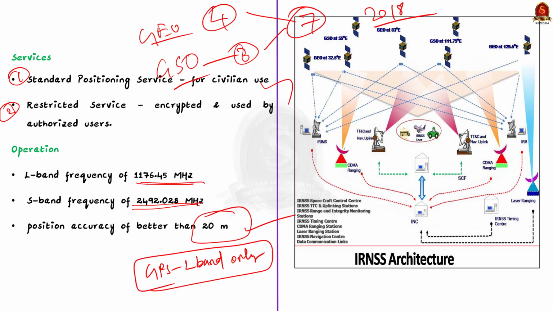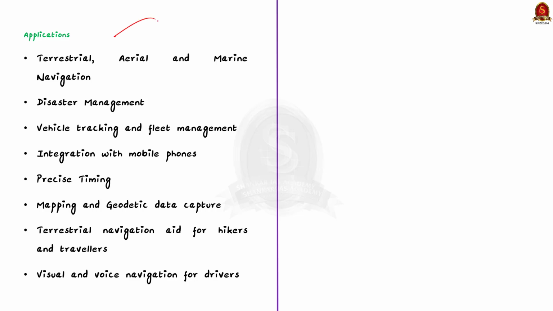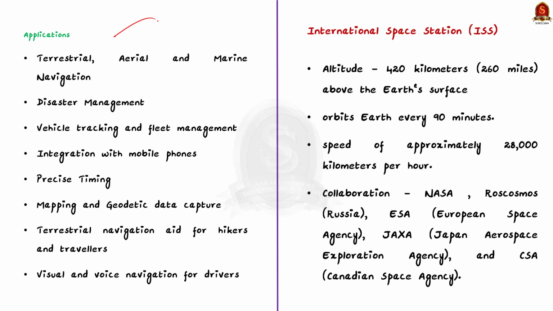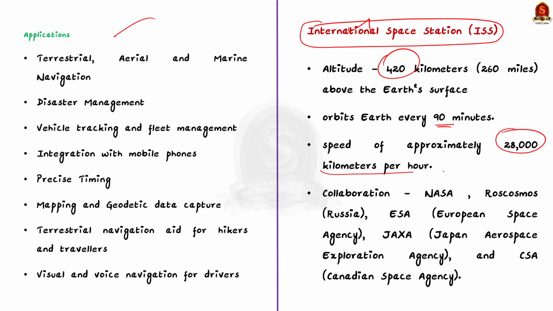Having discussed IRNSS in detail, let's now move on to see the ISS and India's plan to have one space station. See, the International Space Station, ISS, orbits Earth at an average altitude of approximately 420 kilometers above the Earth's surface, orbiting Earth every 90 minutes, traveling at a speed of approximately 28,000 kilometers per hour. It spans the length of a football field and houses a crew of 6 astronauts conducting scientific research in fields like biology, physics, astronomy, and meteorology. The space station is operated by a collaboration between NASA, Roscosmos, ESA, JAXA, and CSA.